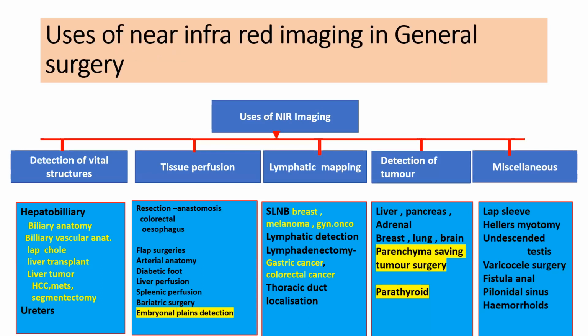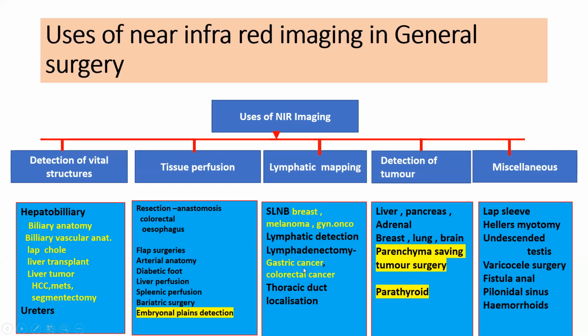Uses of near infrared imaging in general surgery are many. We can classify these uses into detection of vital structures, that is hepatocytes and ureters. Tissue perfusion we can see in various scenarios: resection anastomosis, colorectal, esophagus, then flap surgeries, the arterial anatomy, even in diabetic foot, liver perfusion, splenic perfusion, in bariatric surgery. Recently this modality has been added to see embryonal plane detection in surgery, particularly abdominoperineal dissection, right hemicolectomy or left hemicolectomy. Then lymphatic mapping. Lymph nodes are very important, particularly in malignancy surgery.